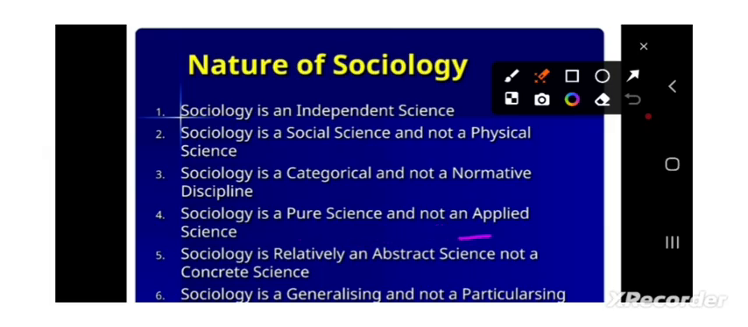Sociology is a pure science and not an applied science. Sociology's primary goal is to analyze and explain social reality, not to prescribe ethical conduct, nor ideal social structures.